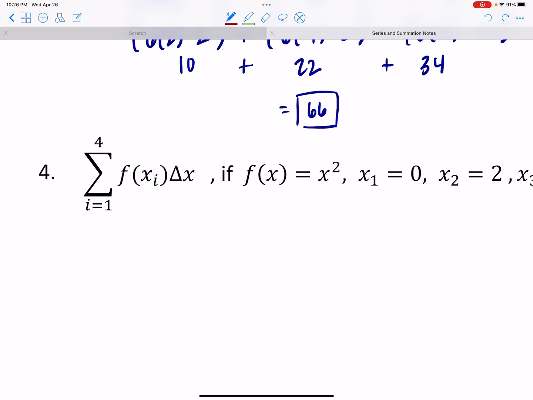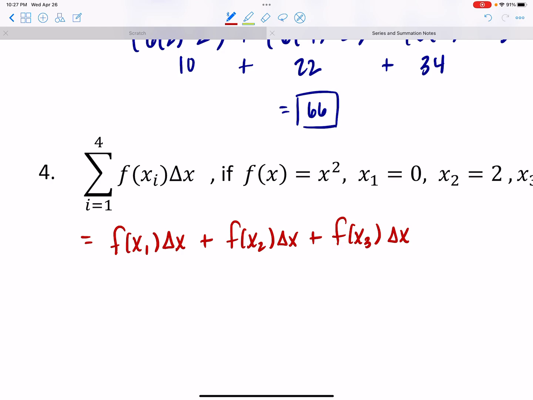We want to expand this out first. So it's f of x sub i multiplied by delta x. The first thing we want to do again is expand this out by replacing i with all the natural numbers from 1 to 4. So if I expand this out, first term would be f of x sub 1 times delta x, plus the second term would be f of x sub 2 times delta x. Third term would be f of x sub 3 times delta x. And the fourth term is f of x sub 4 times delta x.